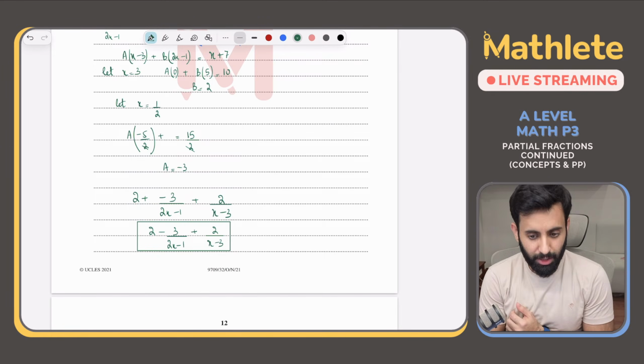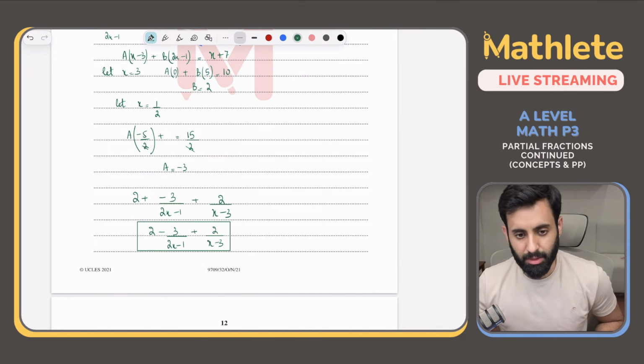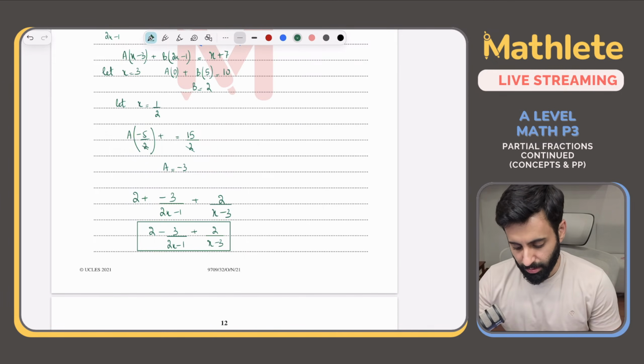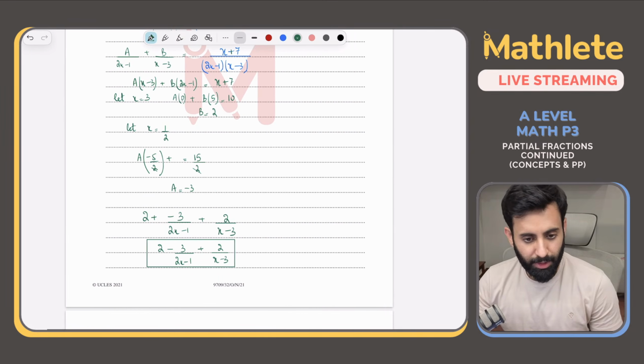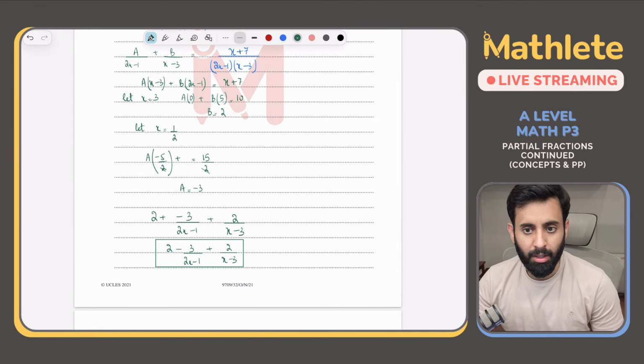In the next class, inshallah, we're going to do binomial because that is the chapter that makes the most sense. We will be using the concepts of partial fractions when doing binomial. Okay, so I'll stop here.